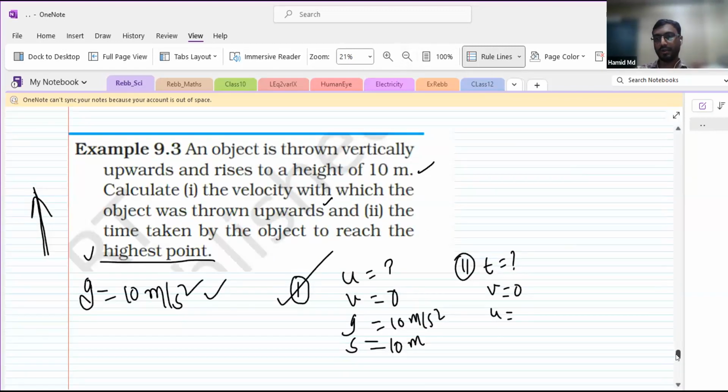Is this font okay? Which font, sir? This screen is visible. Yes, sir.